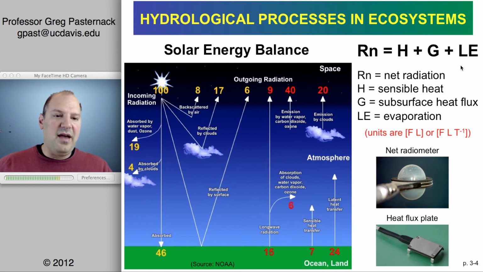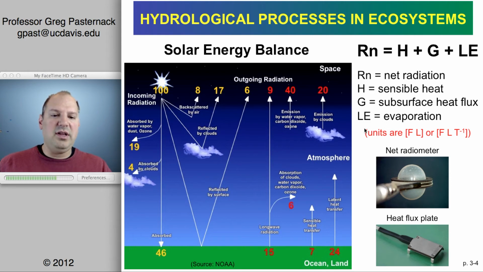And then finally we have this term LE. Now these are independent variables, L and E, but together they have to do with evaporation. E is essentially the amount of water that's moved, and L is the amount of energy per unit of water that's moved. And together they yield an energy term.